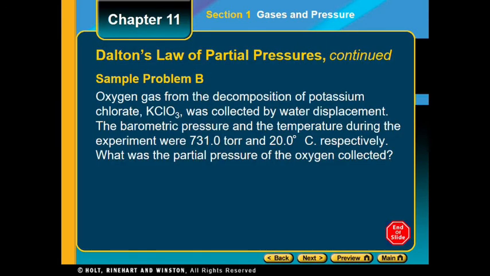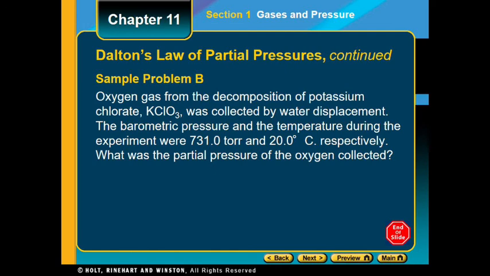I would write this down and any work associated with it. Oxygen gas from the decomposition of potassium chlorate was collected by water displacement, so that's just like what we were looking at. The barometric pressure and the temperature during the experiment were 731 torr and 20 degrees Celsius. What was the partial pressure of the oxygen collected?